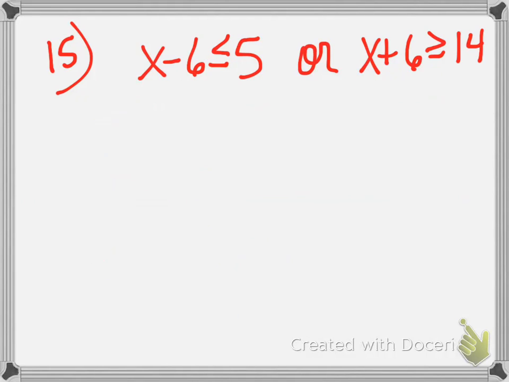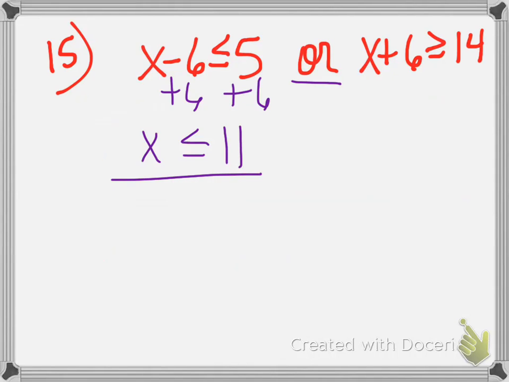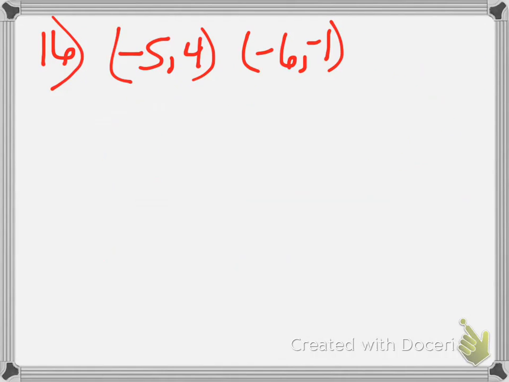So starting with number 15, we have this problem. We have 2 inequalities. We see the word or. We just have to solve each of these individually. So in the first inequality, I'm going to add 6 to both sides. So I get x is less than or equal to 11. On the other inequality, I'm going to subtract 6 from both sides to get x by itself. So 14 minus 6 is 8. So I have these 2 solutions, and that's it.